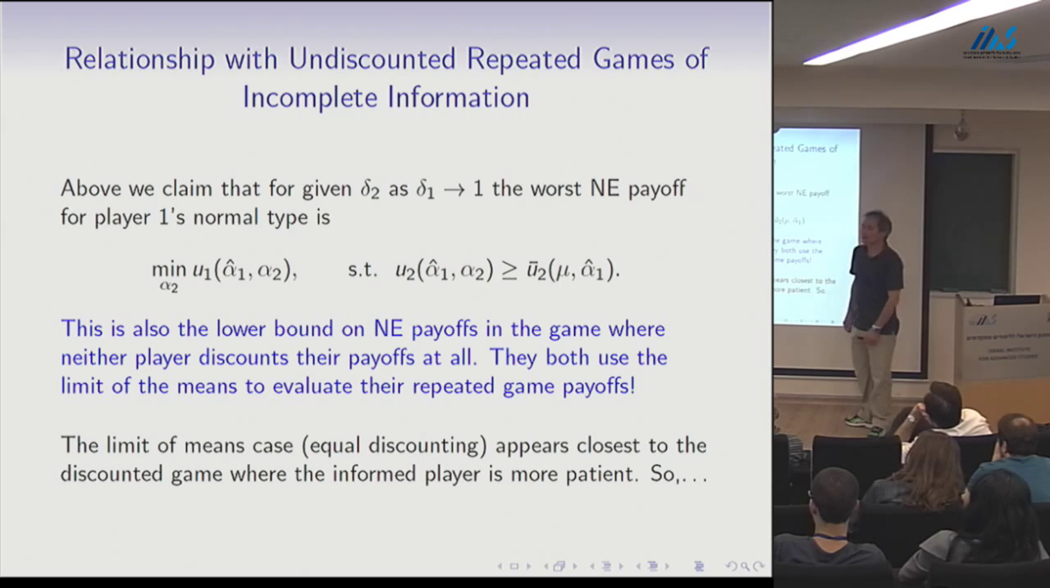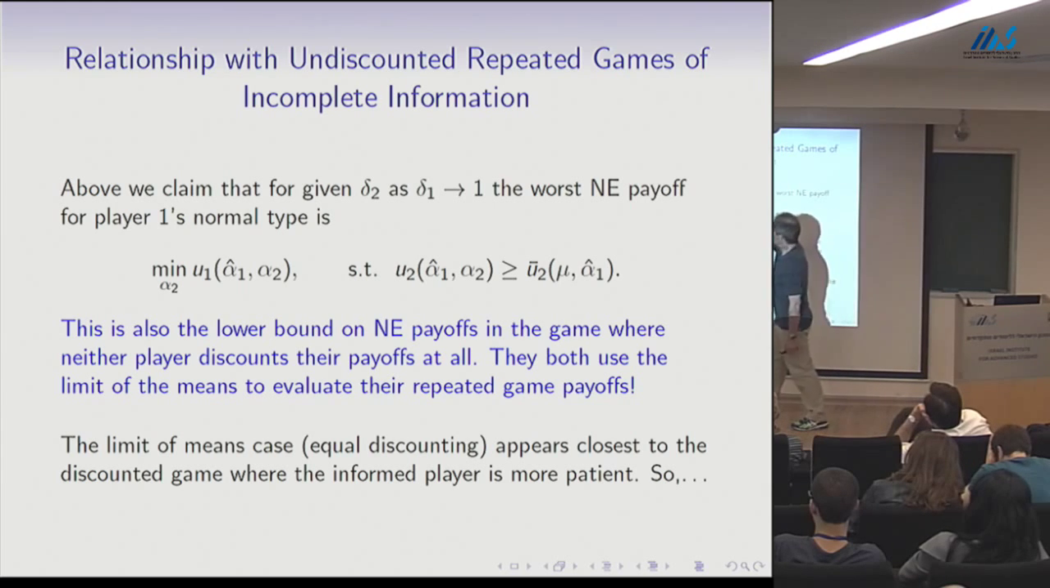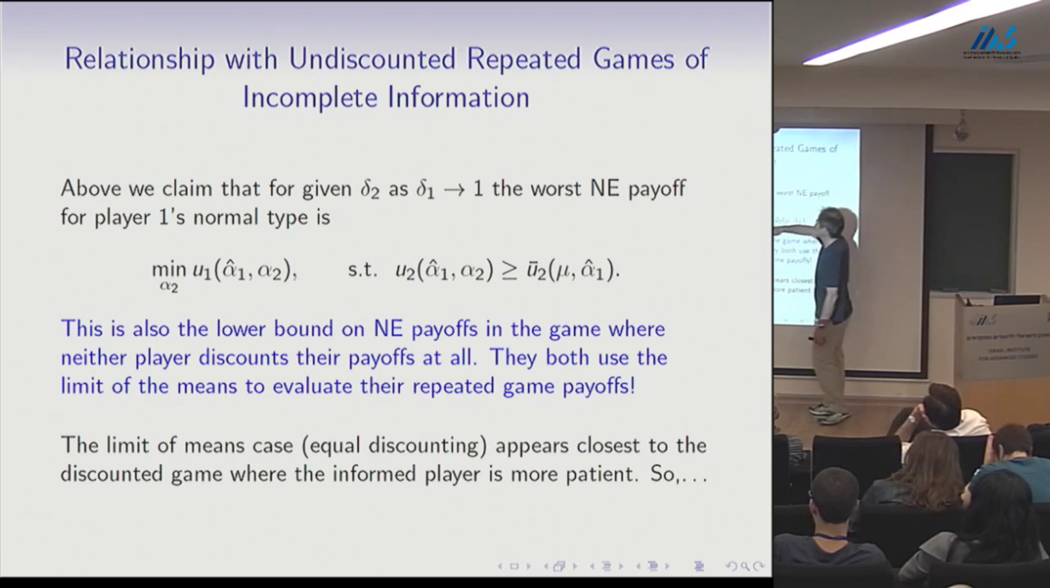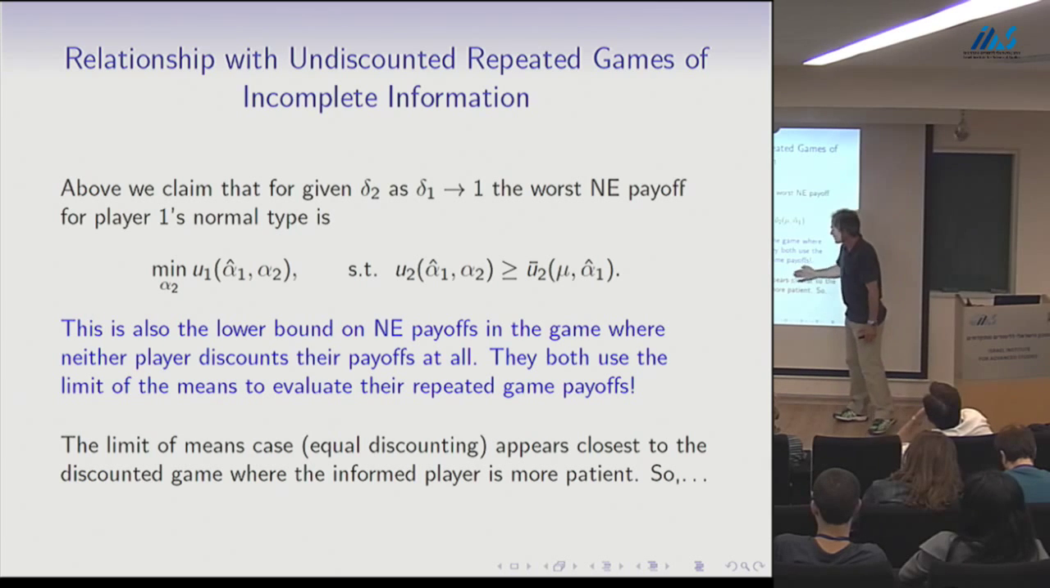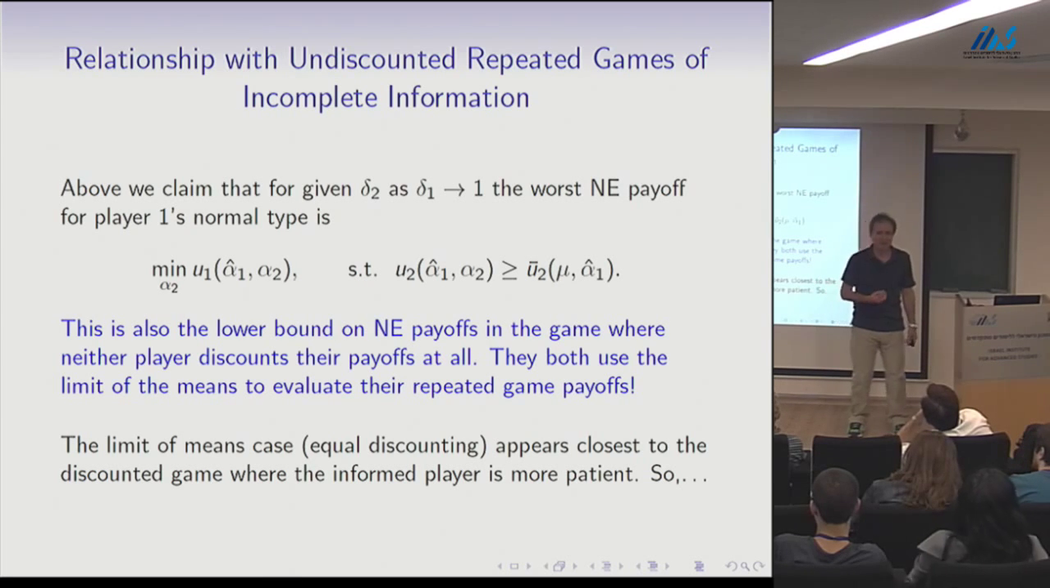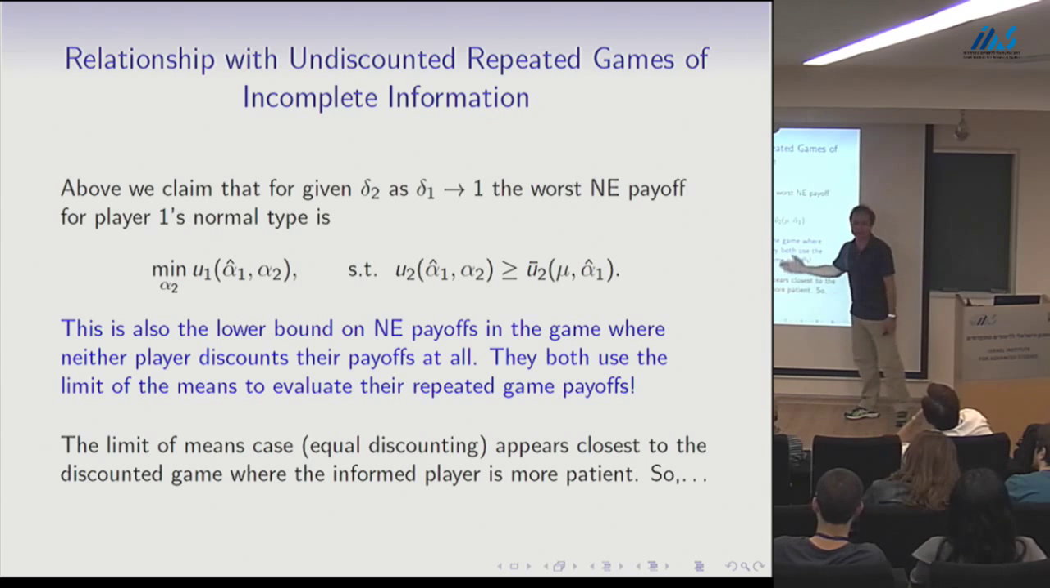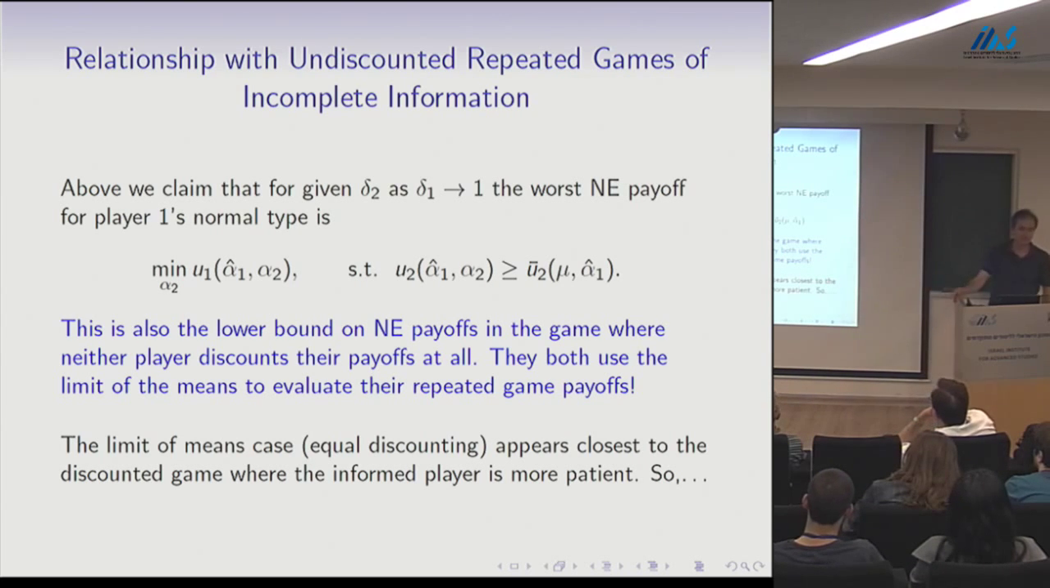That's what I've just said, summarizing. This is a formal statement of that lower bound that appeared at the bottom of that slide. It makes the point that this lower bound is like what you see in the limit of means or undiscounted world. And I think Aumann said once that, in some sense, with equal discounting you let the informed player move first somehow. I don't know what the intuition for that is, but it seems like that's what's going on. It's a puzzle.